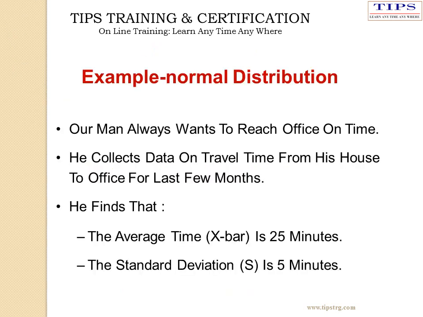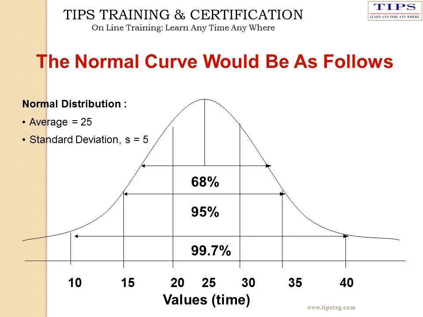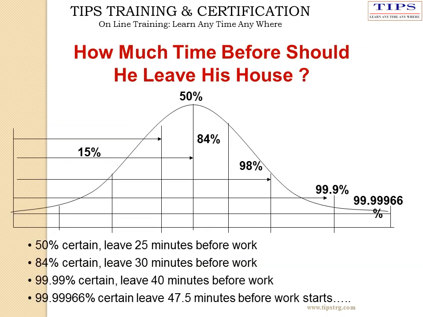Example of normal distribution: our man always wants to reach the office on time. He collects the data on travel time from his house to office for the last few months. He finds that the average time x bar is 25 minutes and the standard deviation is 5 minutes. Based on the calculations we have discussed earlier in this slide, this is the normal distribution curve plotted for average 25 and standard deviation 5, with 68%, 95% and 99.7%. From this data we can analyze the things.